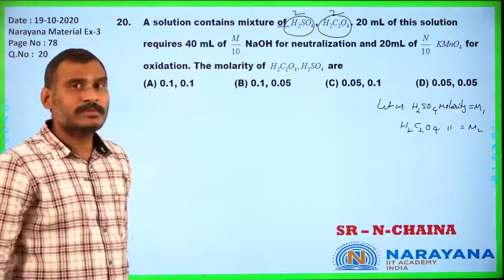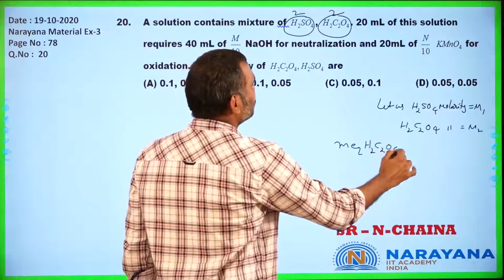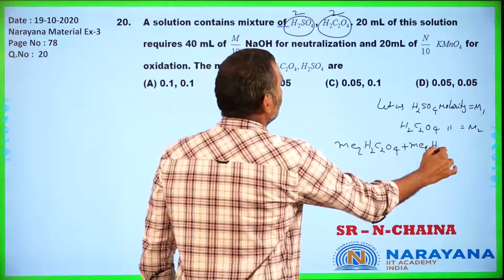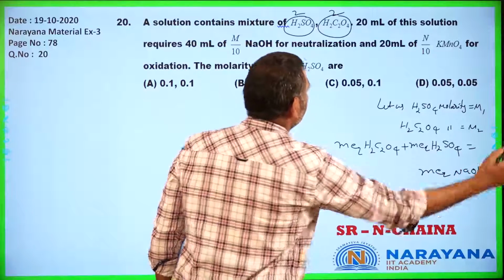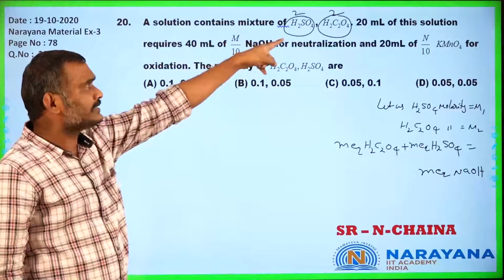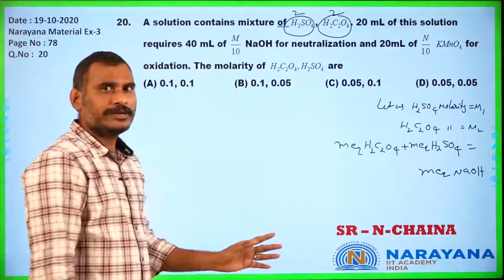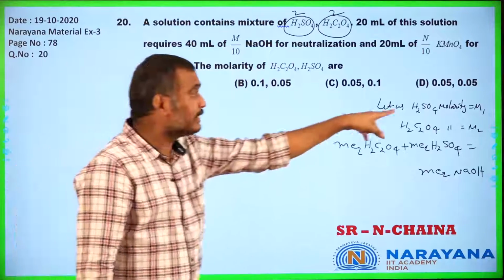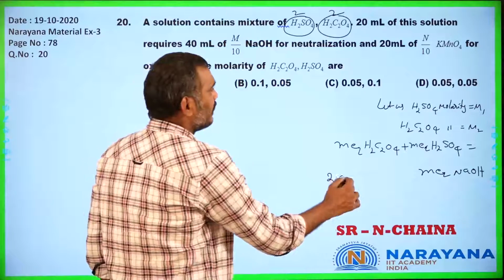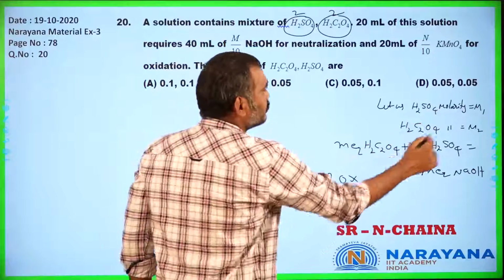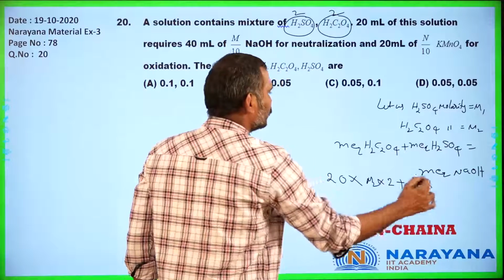Now it requires sodium hydroxide. So milli equivalence of H2C2O4 plus milli equivalence of H2SO4 is equal to milli equivalence of sodium hydroxide. In the first titration, milli equivalence of acid is equal to milli equivalence of base. For the milli equivalence formula, did they give molarity or normality? They gave molarity. How much ml of the mixture? 20 ml of the mixture. So 20 ml of the mixture into its molarity for H2C2O4, M2, into basicity 2, plus 20 into what is that?